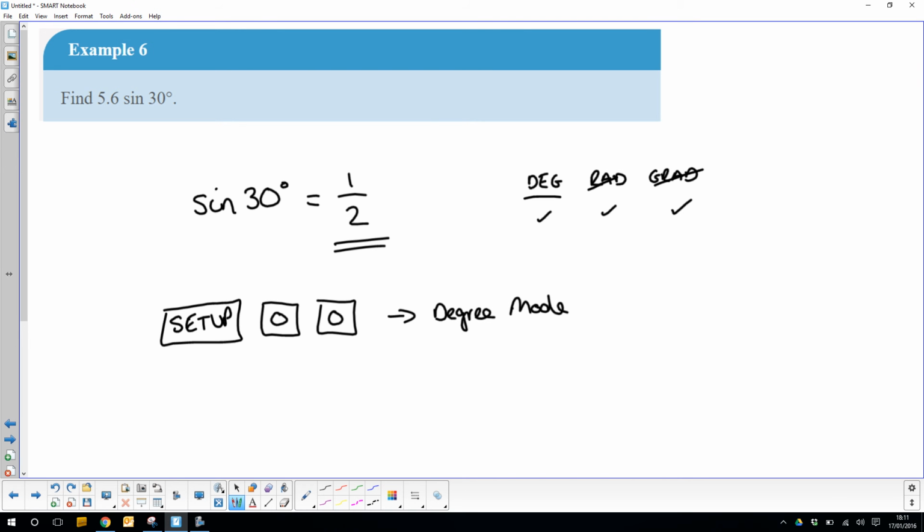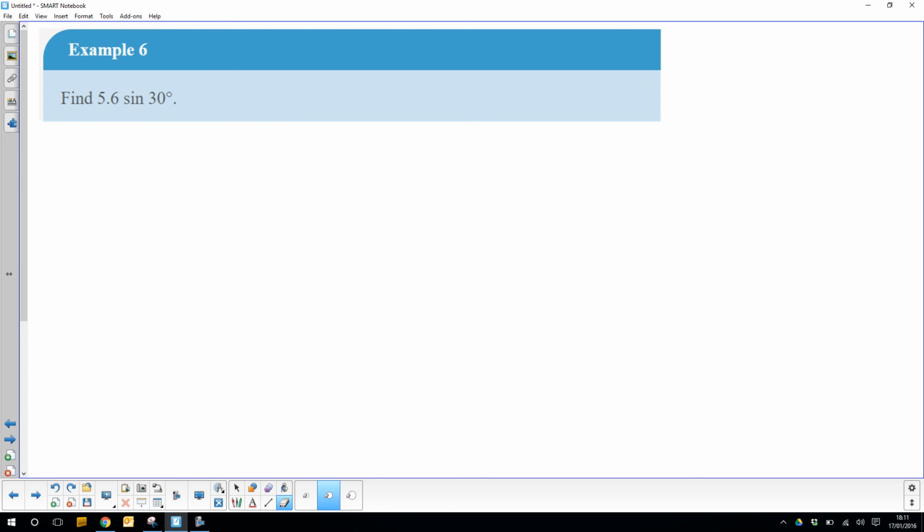Okay, so that's the first job we need to do. We have to check that your calculator is in the right mode. If it isn't, you can use setup 0 and 0, and that will set your calculator to degrees. Now, if you're struggling or you have a different type of calculator, pause the video now and then ask me and I will get your calculator put into the right mode.